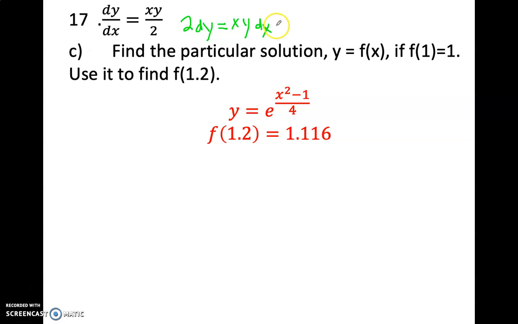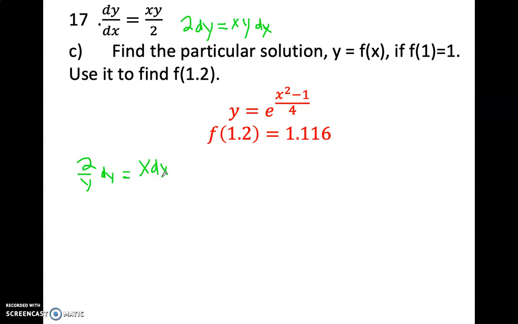So all we're going to do to accomplish that is to just divide. So we're going to write 2 over y dy, and we are going to leave the x where it was. I'm going to write x dx. All right, so there we are.